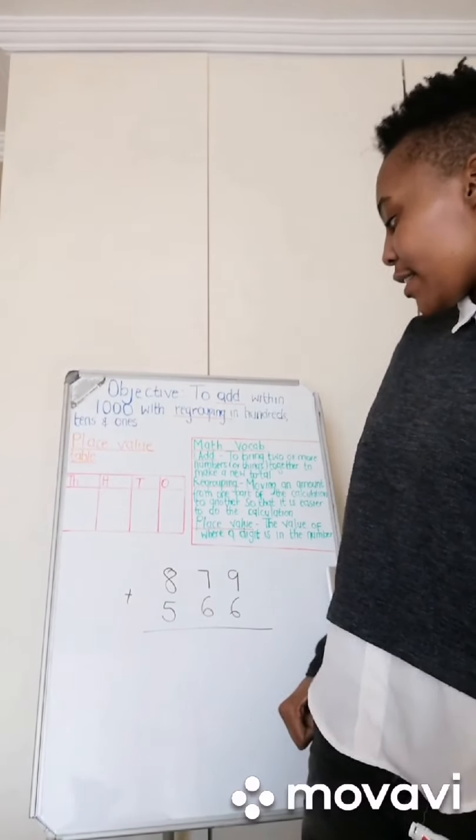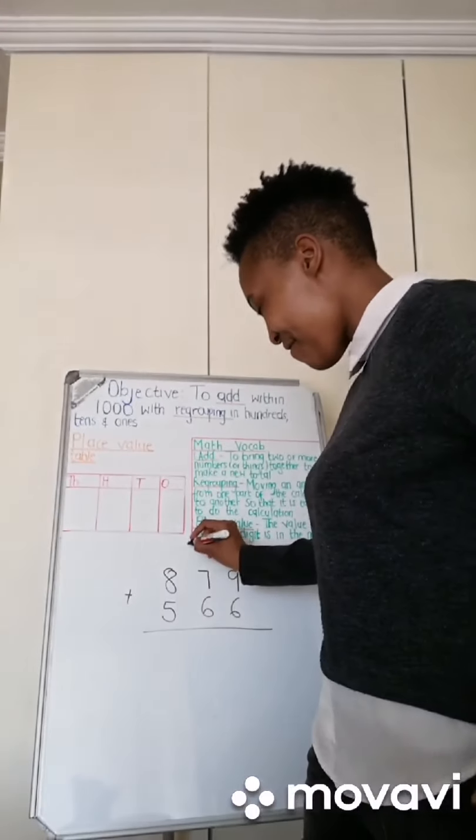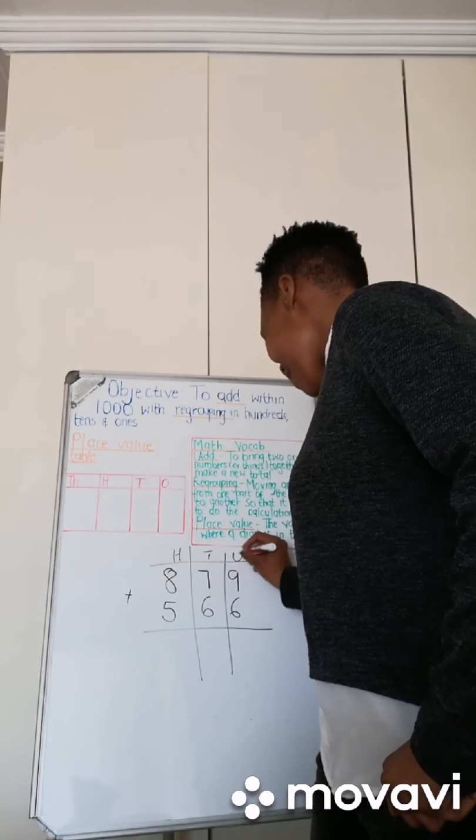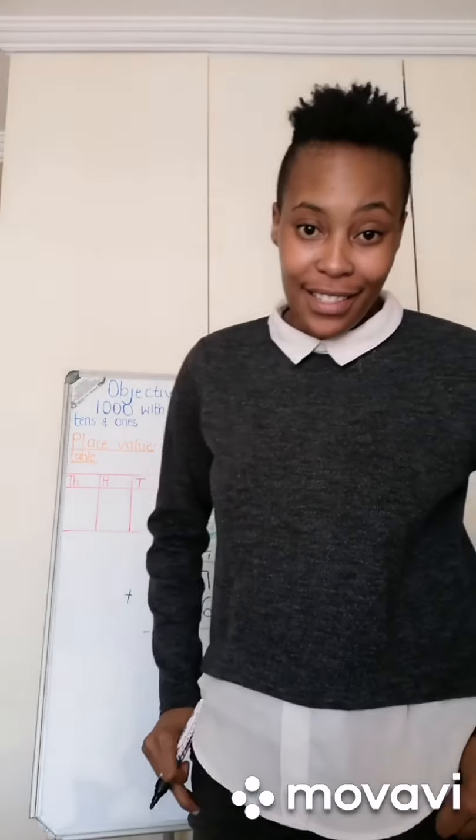Final example. Okay, and I know that by now I don't have much work to do, because I'll just tell you what we are adding and you'll do it by yourselves. Okay, last example, we have 879 add 566. What is the first thing that we do? Place value table, hundreds, tens and ones.